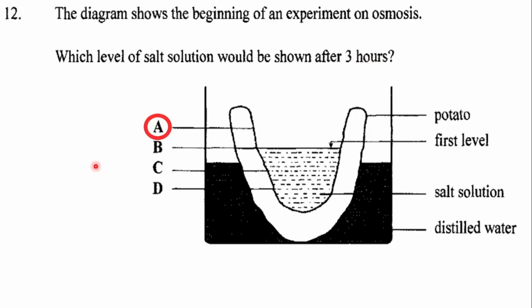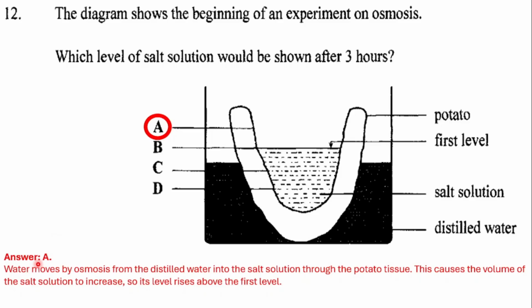The correct answer is definitely going to be A, because water moves by osmosis from the distilled water into the salt solution through the potato tissue. This causes the volume of the salt solution to increase, not decrease. So its level rises above the first level. So here, this is where we were, the first level, but it's going to rise. It's going to rise to this level, which we have as A. So the correct answer here is going to be A.